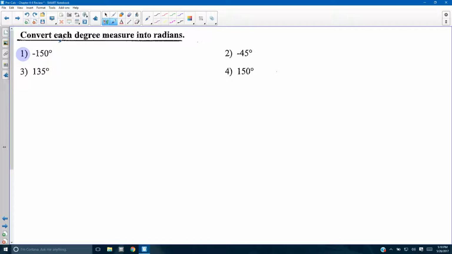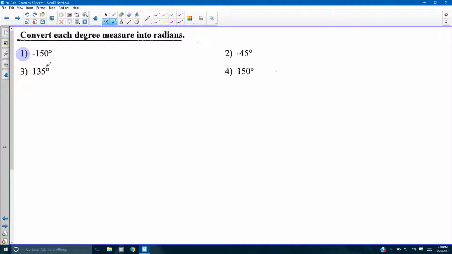Numbers 1 through 4, we are going to convert each degree measure into radians. One way of going about it, of course, is dividing by 180 and reducing that fraction. I'll avoid those steps here. What we know for special right triangles is that pi over 3 is 60, pi over 4 is 45, pi over 6 is 30, pi is 180, pi over 2 is 90.